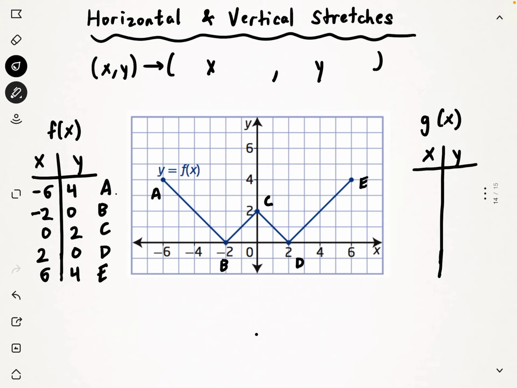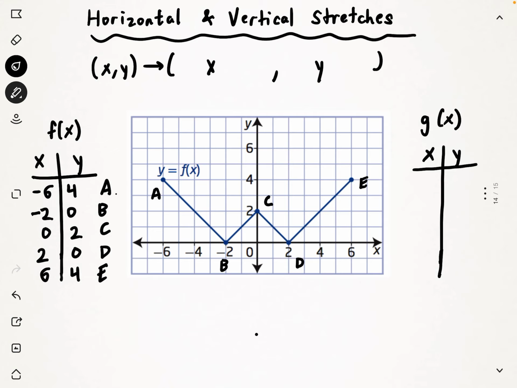So what I have here is a random graph made up of 4 line segments, and I've labeled the 5 main points as A through E. And on the very left, I have a table of values with those 5 points. I am going to take those points and put them into a mapping notation, and that is going to give me the new graph in G. So stretches work a little differently.